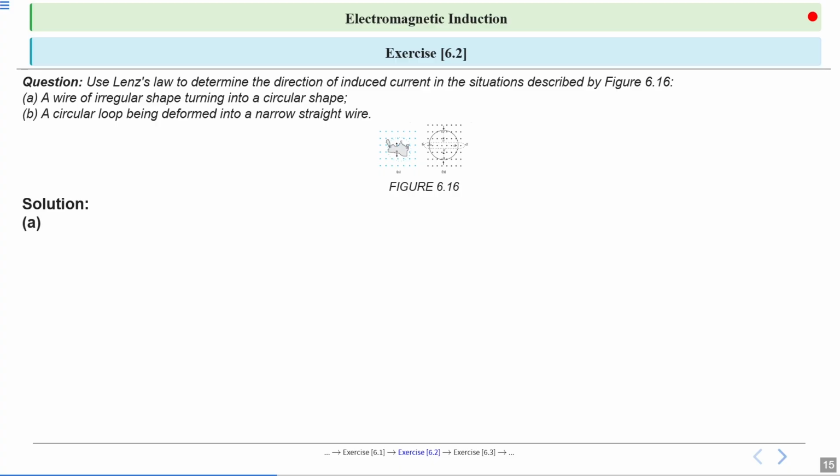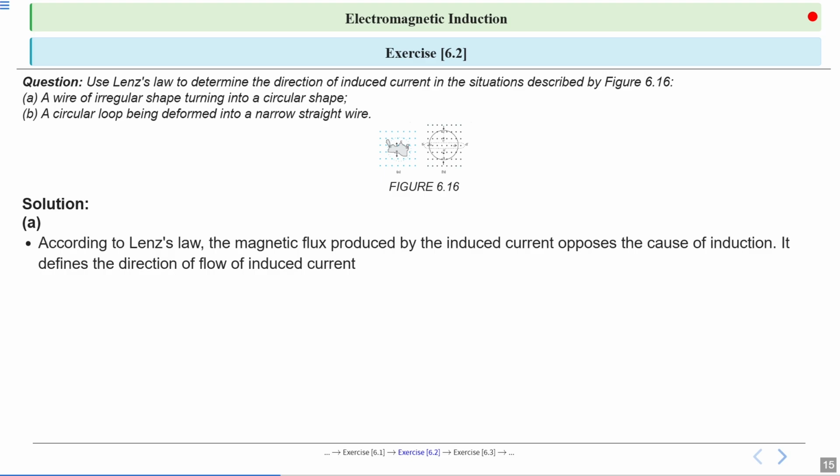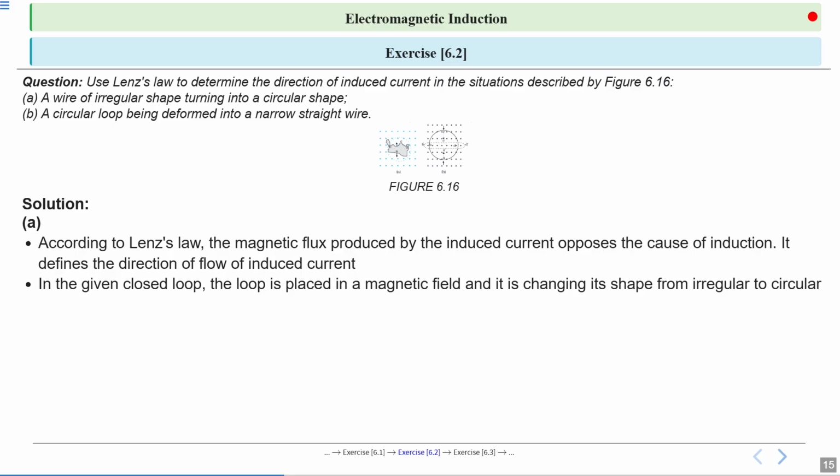Okay, so let's see the solution for the first diagram. According to Lenz's law, the magnetic flux produced by the induced current opposes the cause of induction. That we all know. It defines the direction of the flow of induced current. So in the given closed loop, the loop is placed in a magnetic field and it is changing its shape from irregular to circular. So the irregular shape has less area than the circular shape. So magnetic flux is increasing since area is increasing. So during this change, magnetic flux linked with it increases.